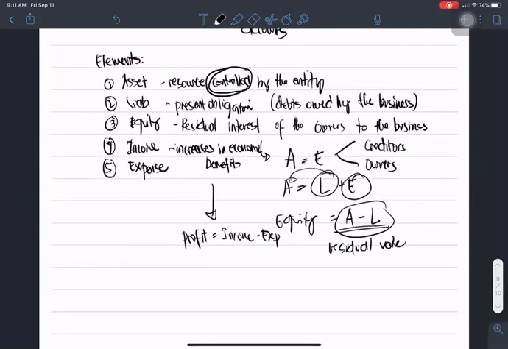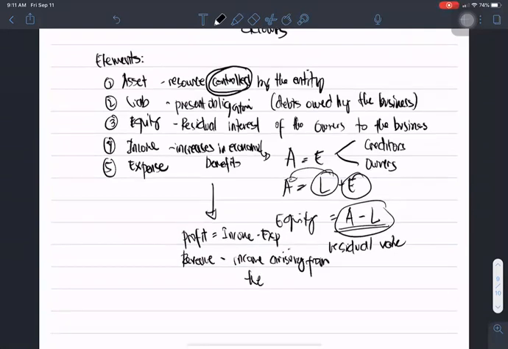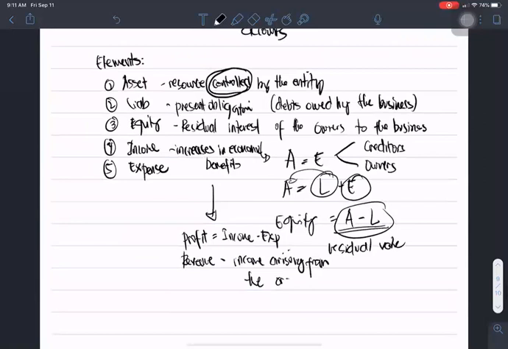Another term that is closely related to income is revenue. When we say revenue, it is an income arising from the ordinary course of the business.